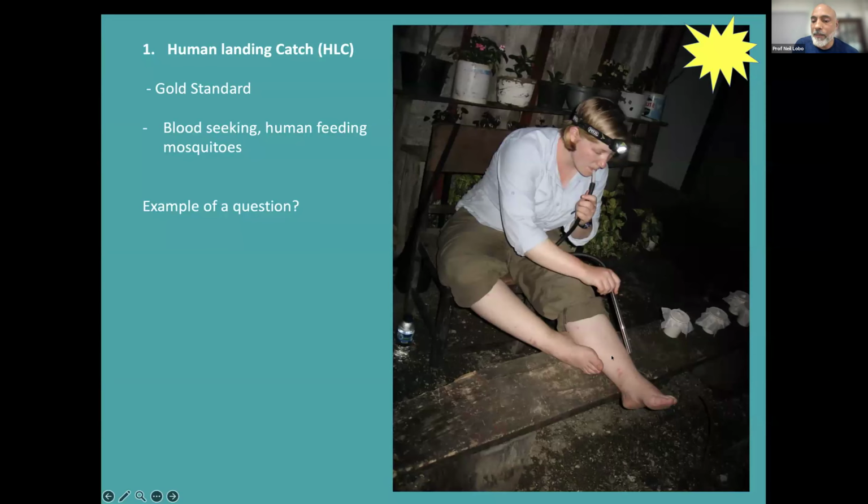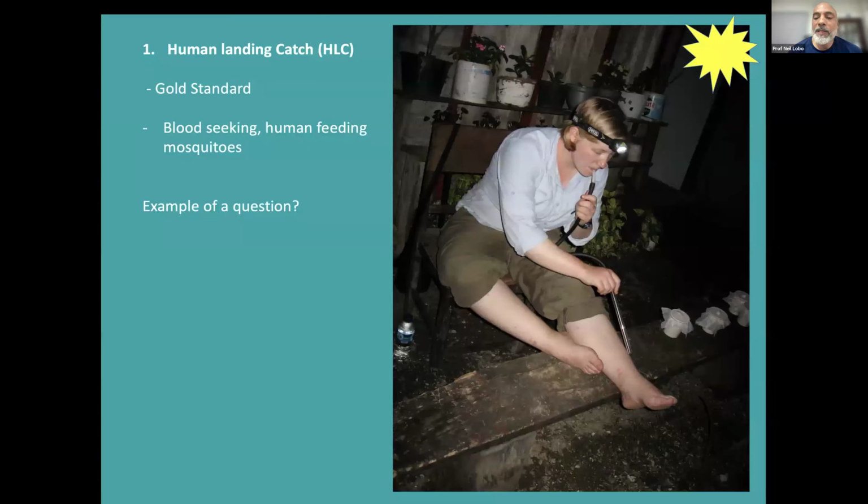And here is Brandy, who we used to work together when she was a graduate student, and she is a researcher right now. But here she is in Indonesia using the human landing catch to sample mosquitoes. And here we use humans as bait. You can see she has an aspirator, and she is using this aspirator to suck up mosquitoes that land on her leg. You can see the cups in which you can place these mosquitoes. So you can collect mosquitoes for an hour and place all those mosquitoes in that cup. And so every hour we can see the species and number of mosquitoes that land on a human being.